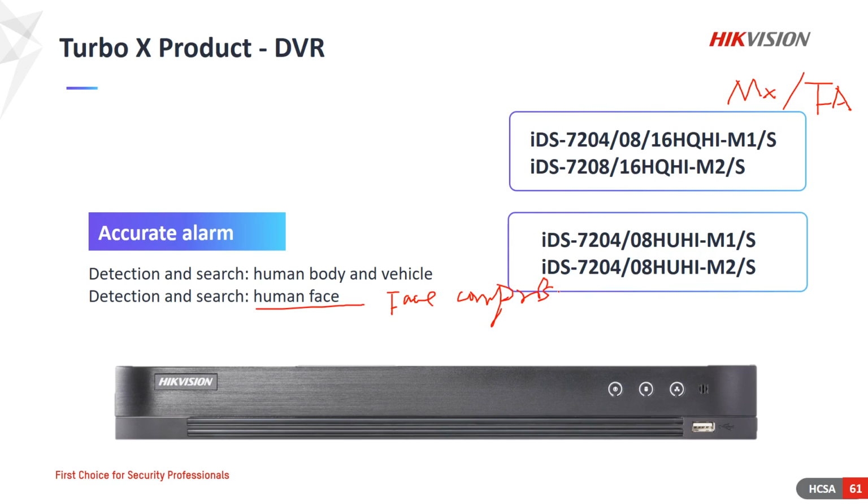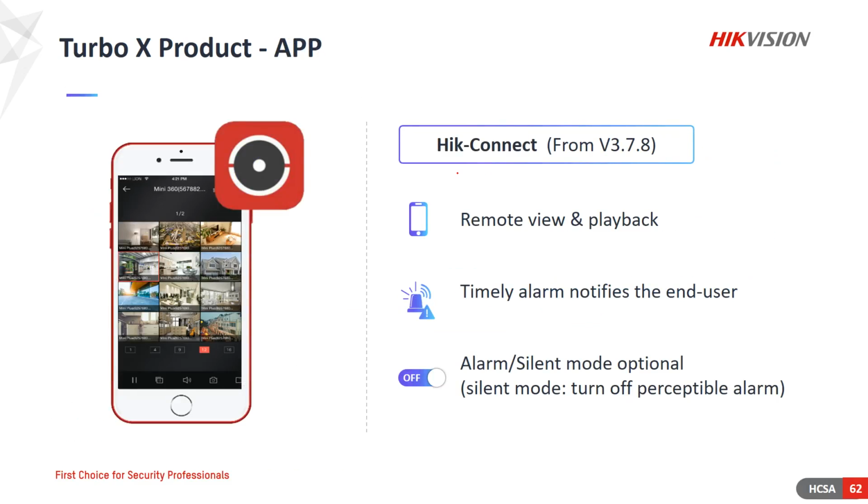Which means we are going to import a face library in the FA model, then it's going to do the comparison and trigger the alarm. And this is the HikConnect app. From version 3.7.8, it's going to support such a function like timely alarm notification. The end user is able to turn on or turn off the alarm.